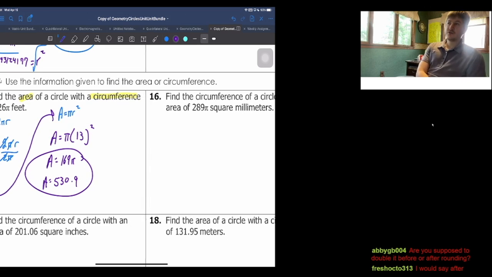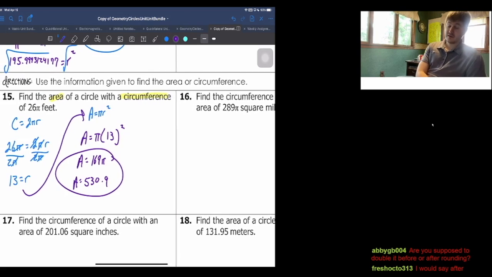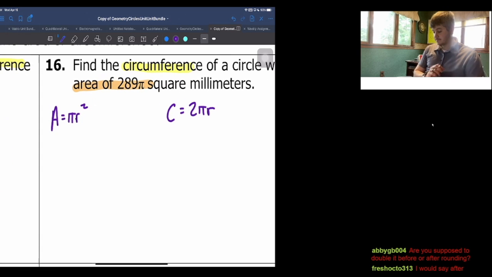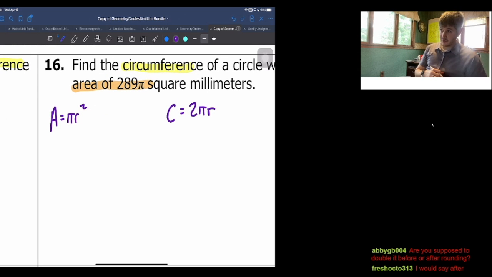Now we'll go the other direction with number 16. In number 16, we're going to find the circumference when we are given the area. So it's basically flip-flop. They're going to give me the area information and then go to the circumference instead. We're still going to use both equations, pi r squared and 2 pi r, except we're going to be using area first instead of second. But same goes as before.